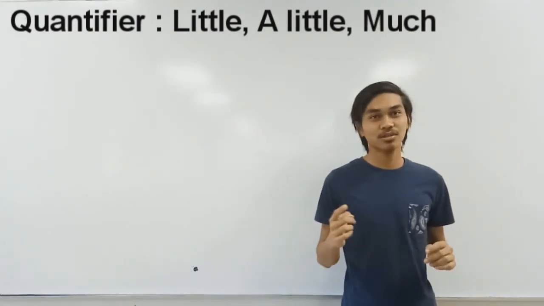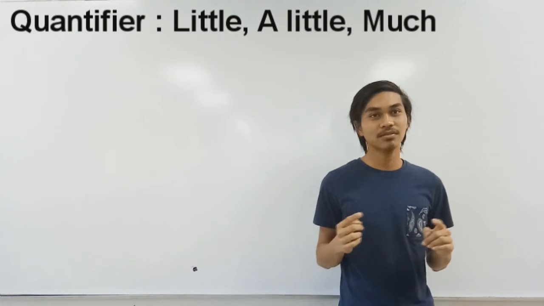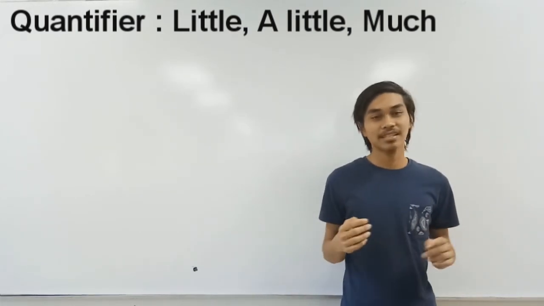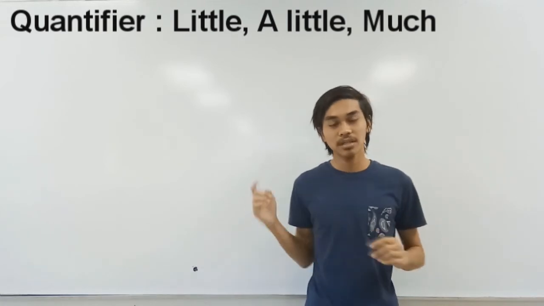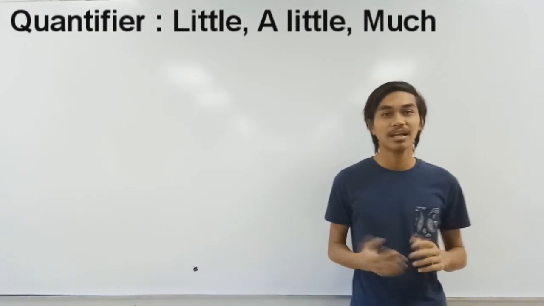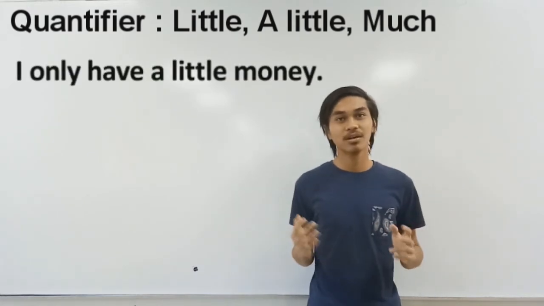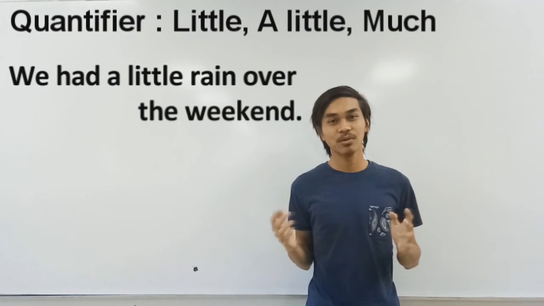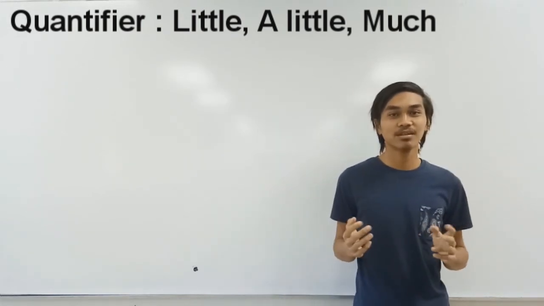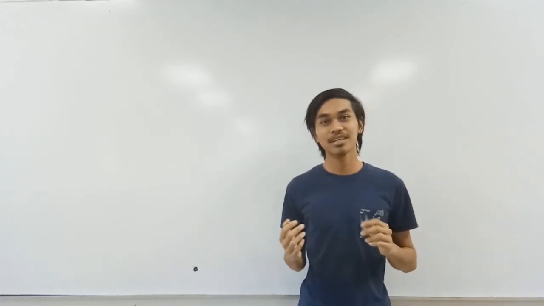We can also use quantifiers in questions. For example, we don't have much food, do we? Next, a small quantity of an uncountable noun is little or a little. For example, I only have a little money, or we had a little rain over the weekend. So that's all about uncountable quantifiers, which are much, little, and a little.